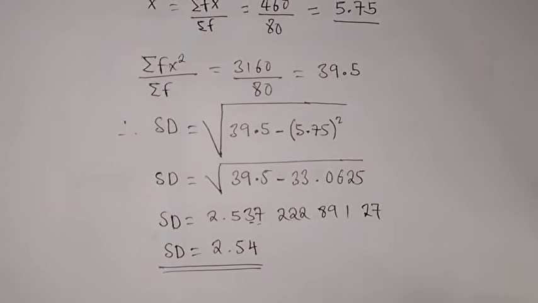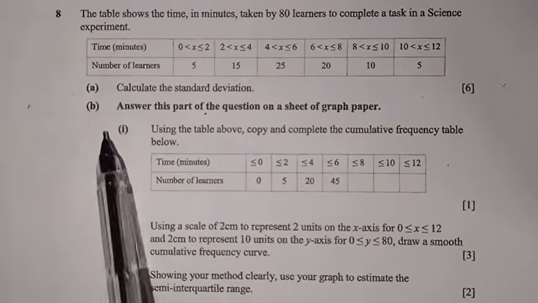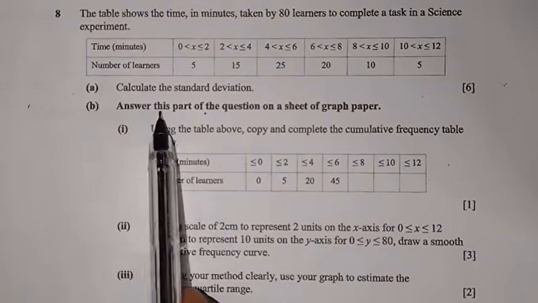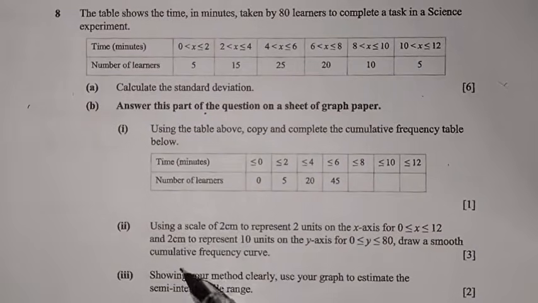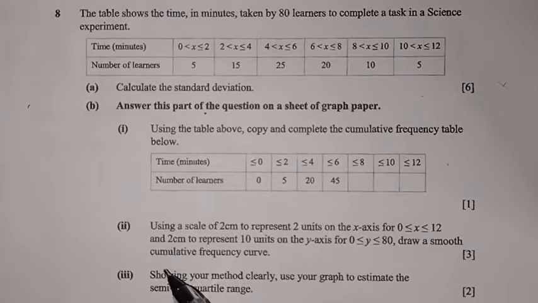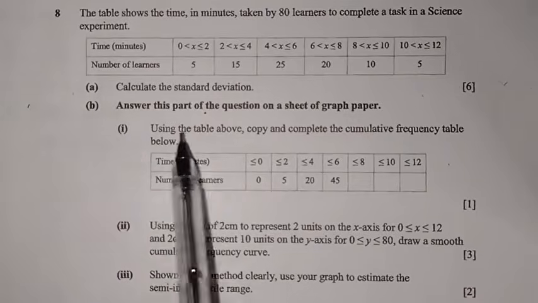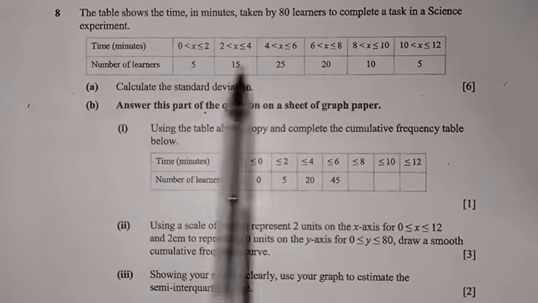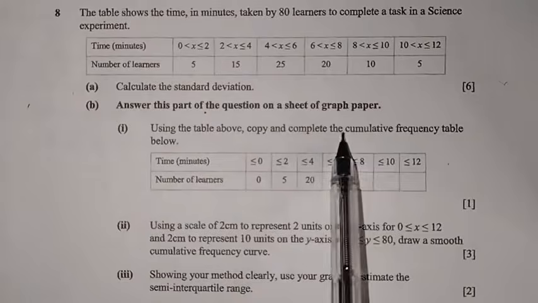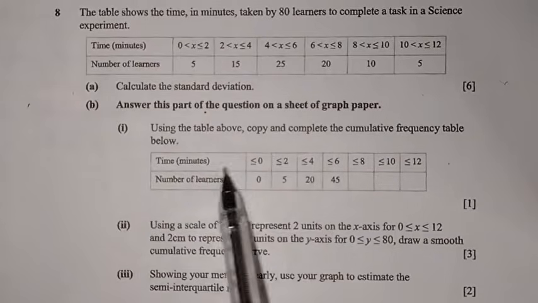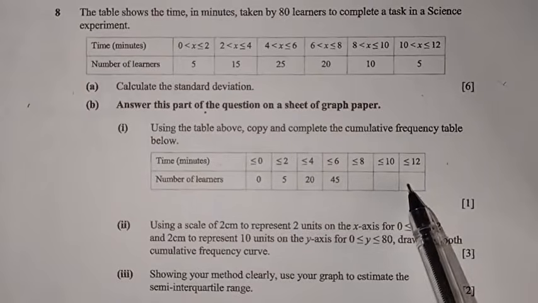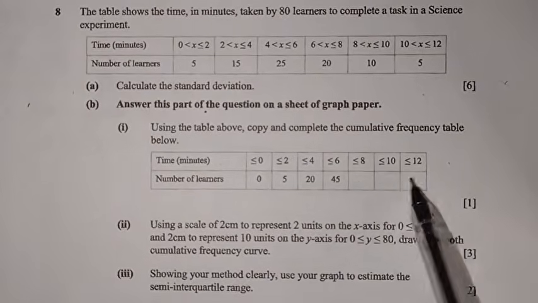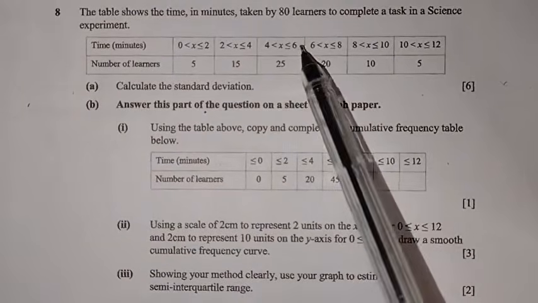Okay, let us now move on to our next question. All right, so now we have come to our question B right here. Answer this part of the question on a sheet of graph paper. So all the questions that we will be answering under question B, you are supposed to show them on a sheet of graph paper. So we have our question 1 right here. Using the table above, which table? This table right here. Copy and complete the cumulative frequency table below. So this table, you need to copy it on the graph. Then you fill in these missing boxes. Okay. So how do we complete this?